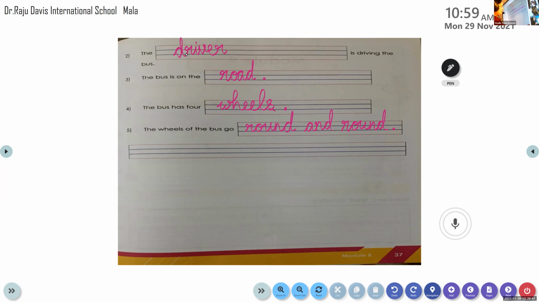Aliazia, read the fourth sentence. The bus has four wheels. One more time. The bus has four wheels.